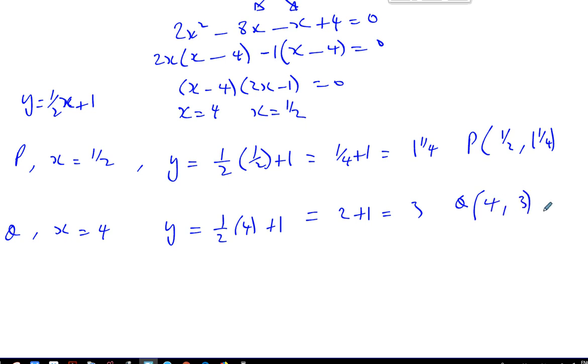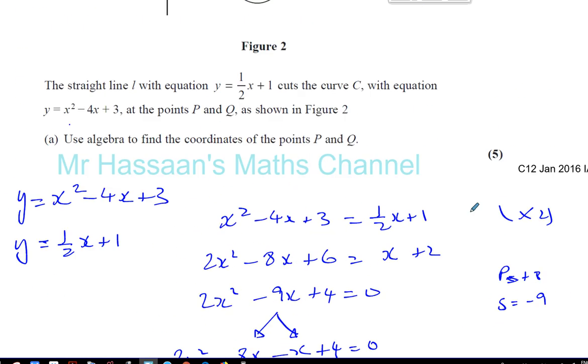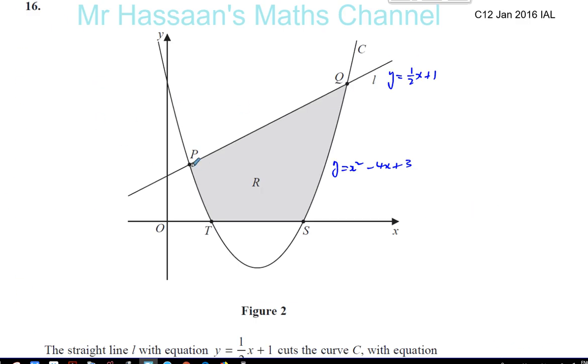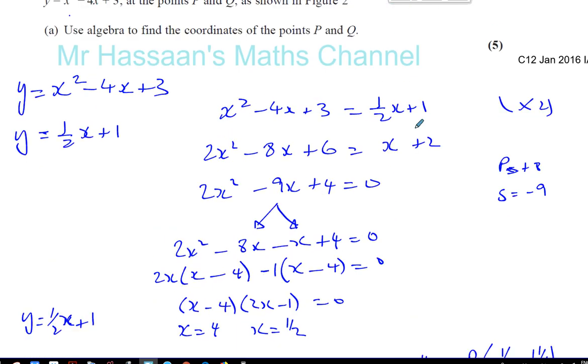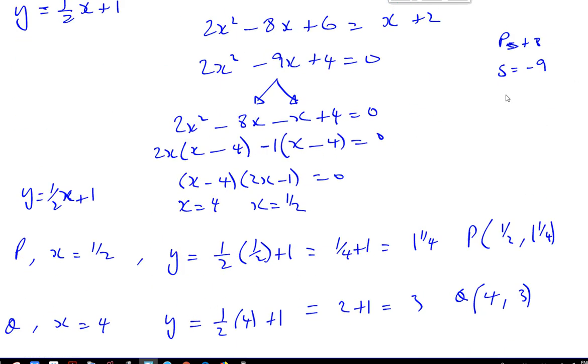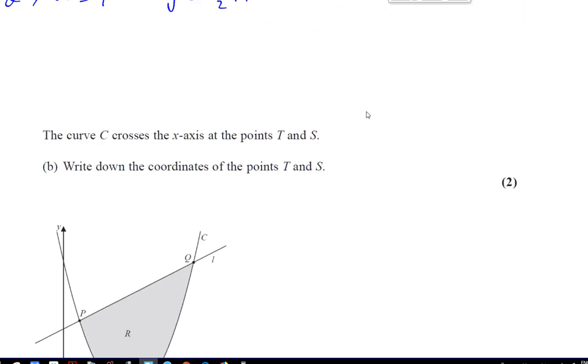Okay, we now know the coordinates of P and Q, so that's part A. 5 marks for that. Okay, simple 5 marks there. Not really that difficult to do. All right, so now we're going to do part B.